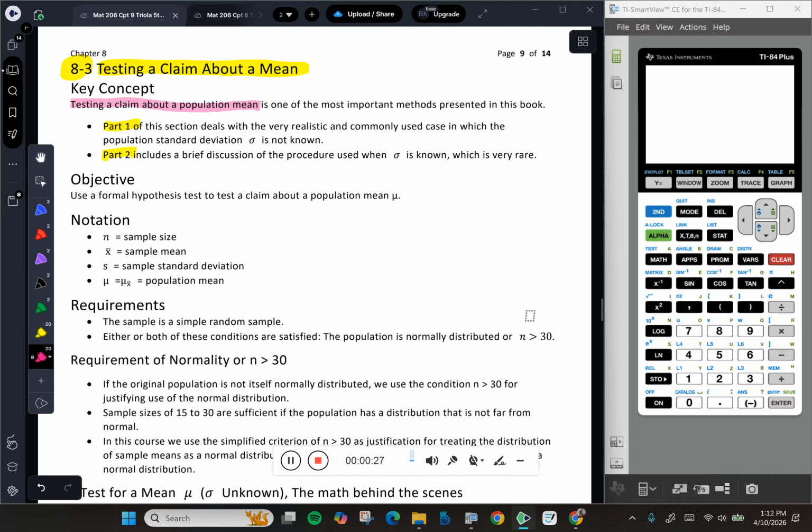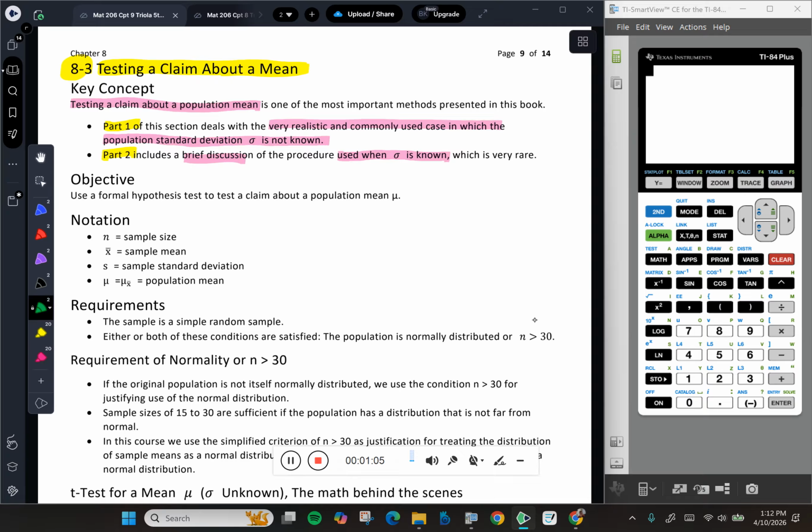In part one, we're going to take a look at the very realistic and common case where the population standard deviation is not known, because that makes sense. If I don't know what the population parameters are and I'm making claims and testing them, then I don't know what the population parameters are. In part two, it's a really quick discussion. We'll do one or two examples where somehow magically we happen to know the population standard deviation without knowing the population mean. It's weird. We'll talk about it more when we get there.